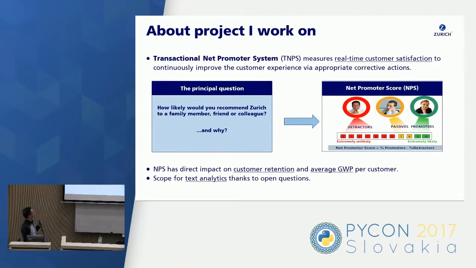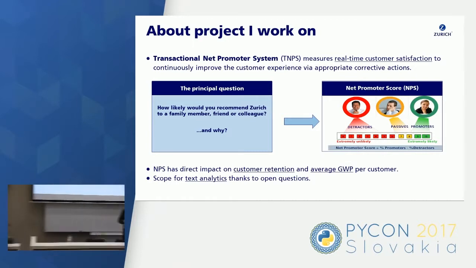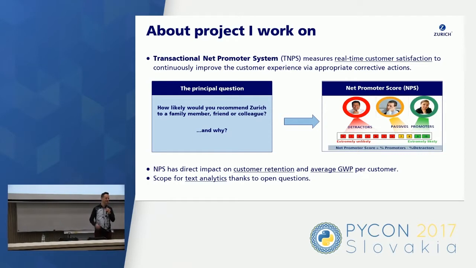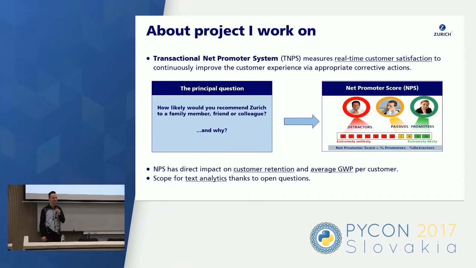The project I'm working on is related to the so-called transactional net promoter system. It's a system that collects customer feedback. So we want to know how happy our customers are with our services. So after each event, we ask our customers how it went, when our customers change the policy, buy an additional policy, or have an accident and have to handle a claim. We ask them how satisfied they were, and they rate us from 0 to 10, because we ask them, how likely would you recommend our company to your friends or relatives? So 0 means absolutely no chance, 10 means 100% sure.